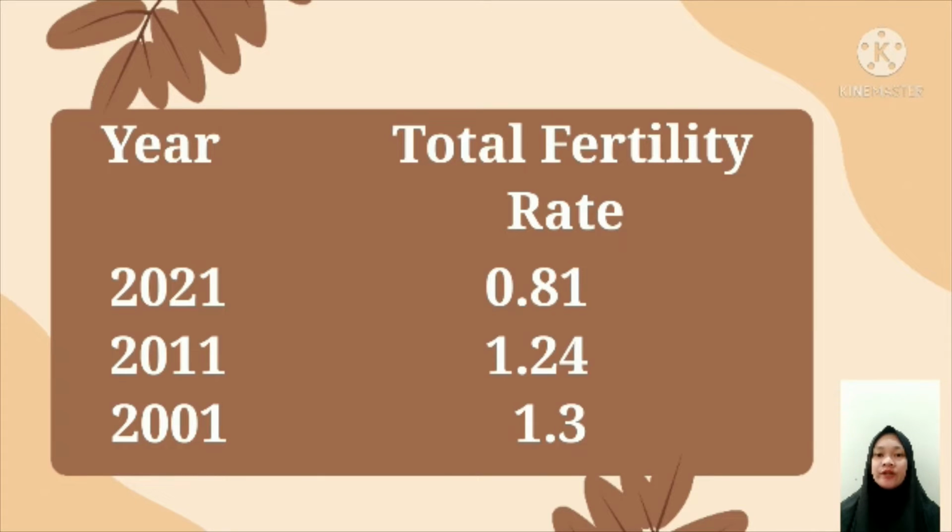Now, let's proceed to the fertility rate. According to Statistics Korea, the total fertility rate, which gauges the average number of babies that a woman is expected to have during her lifetime, fell 0.03 over the year to 0.81 in 2021. It was 1.24 births per woman in the year 2011. South Korea's total fertility rate reached 1.3 in 2001.